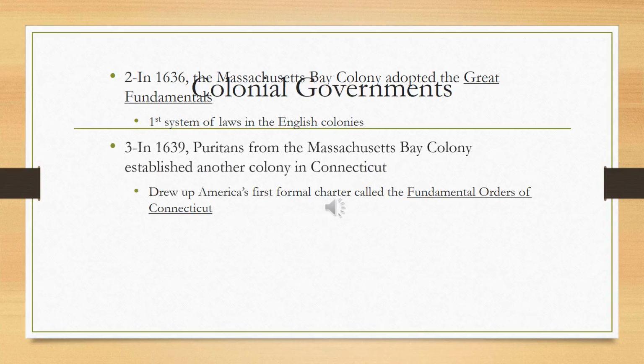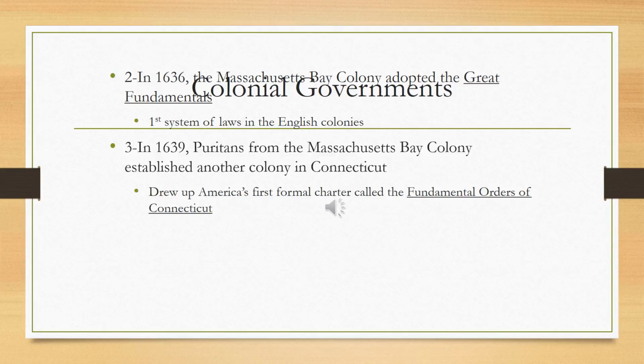A second type of government that was set up in the colonies is the Great Fundamentals, and this would have been in the Massachusetts Bay Colony. Plymouth is where the Pilgrims settled. The Massachusetts Bay Colony was located nearby, and it was founded roughly 10 years after the landing of the Pilgrims. This became the very first system of laws in the English colony.